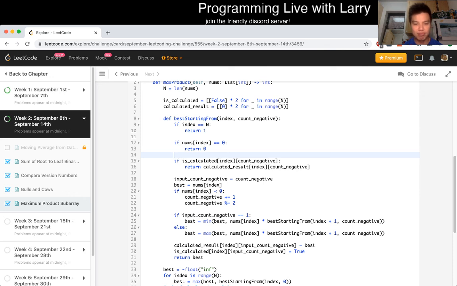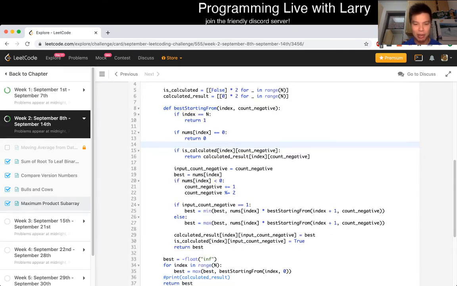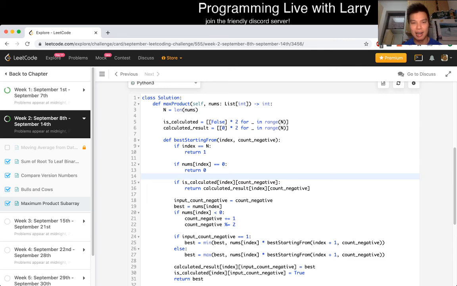I think this is a fun dynamic programming problem, and I really should practice this more. But yeah, let me know what you think.